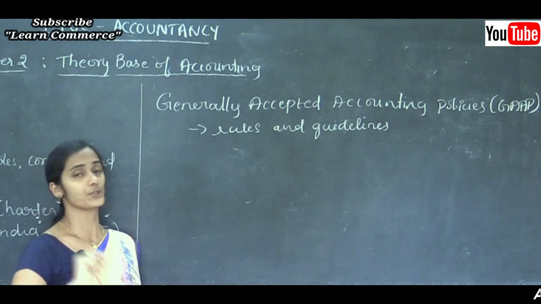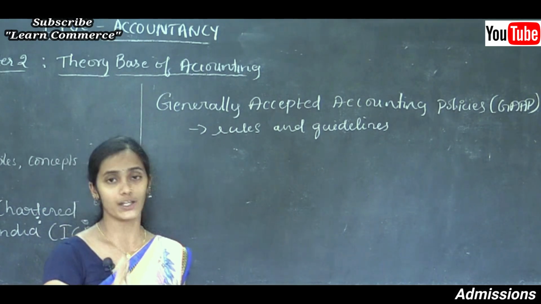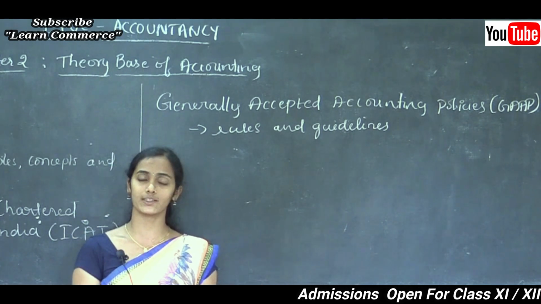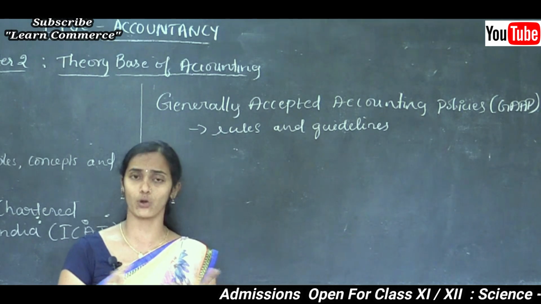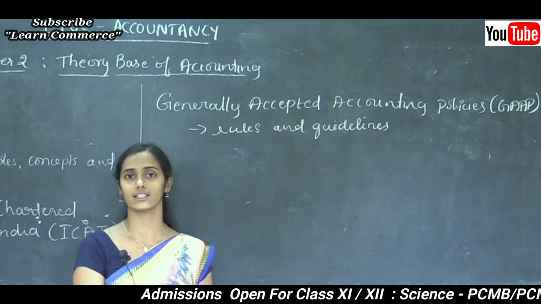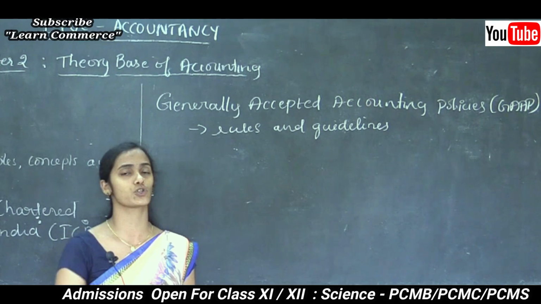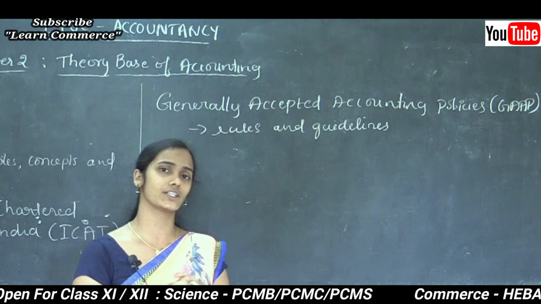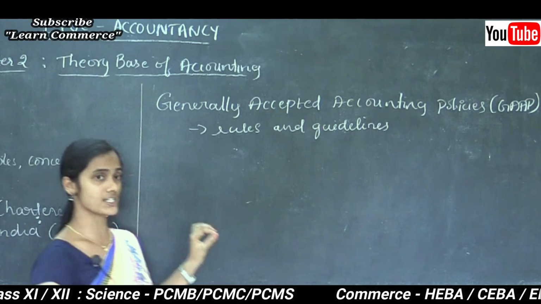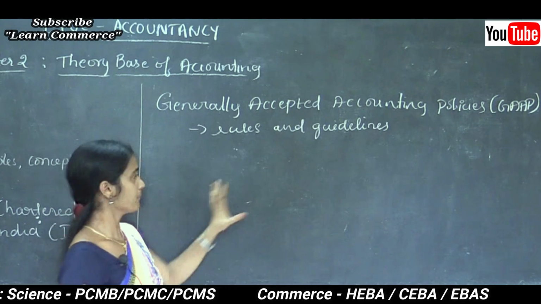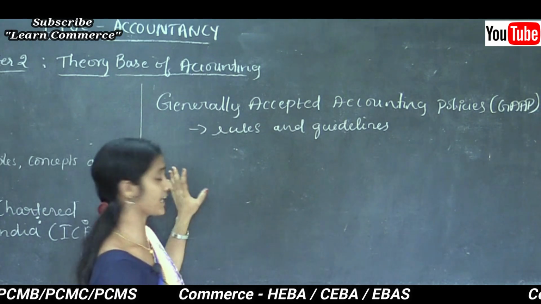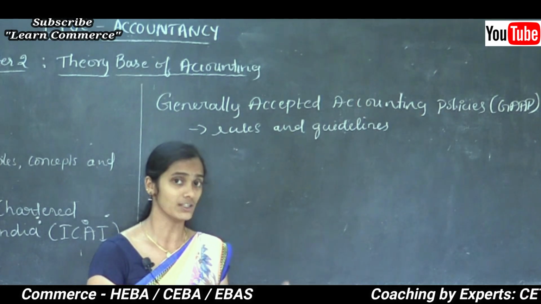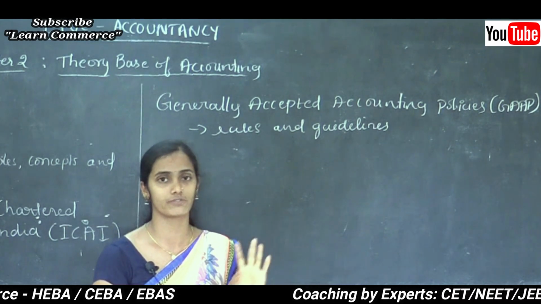We know that accounting is concerned with the recording of financial transactions. We all agree on this. Recording the financial transaction is the first and foremost function of accounting. But how can we record the transaction? Can we record it like this: on 1st January, purchase 10,000; on 2nd January, sales 10,000? Like this, can we record the transaction? It is an unsystematic recording of transactions.